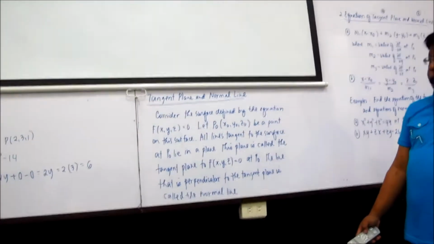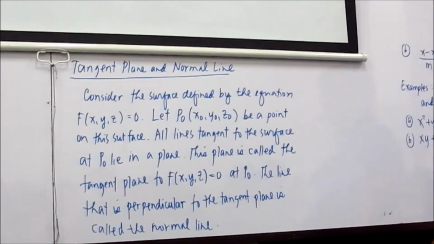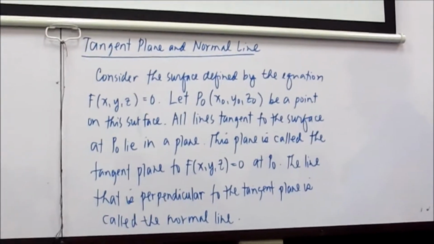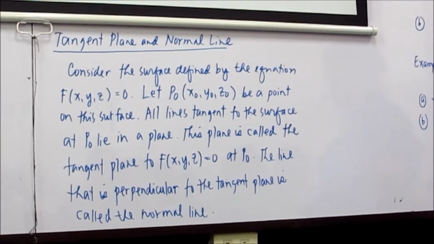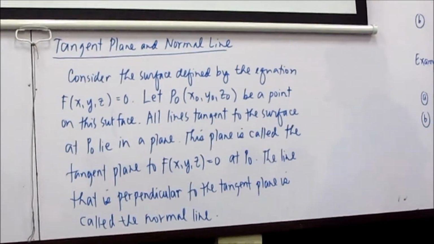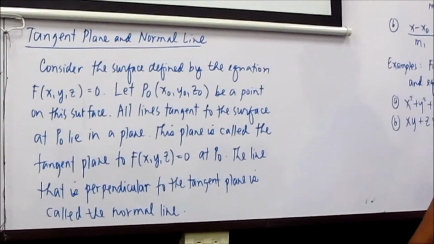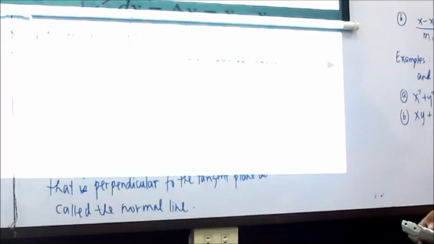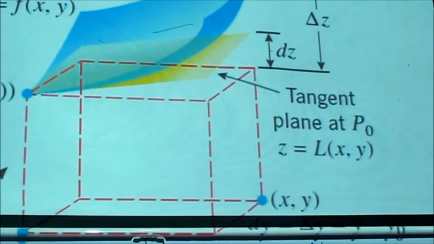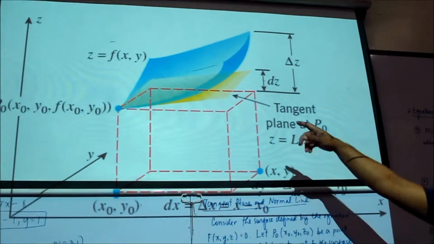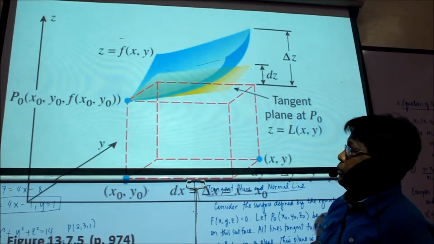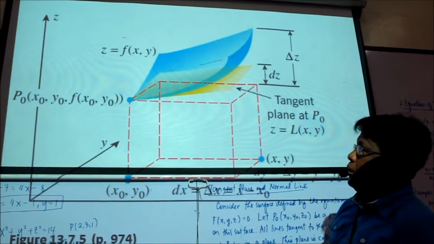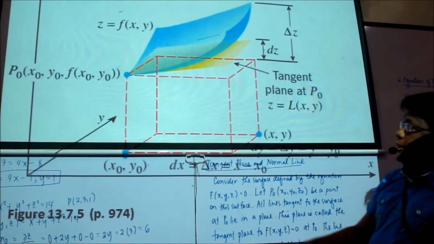So we go now to tangent plane and normal line. Consider the surface defined by the equation f of x, y is equal to 0, and let P sub 0, which we call (x sub 0, y sub 0, z sub 0), be a point on the surface. If we look at the following figure now, class, we have our surface here, defined by z equals f of x, y, or it can also be f of x, y is equal to 0.